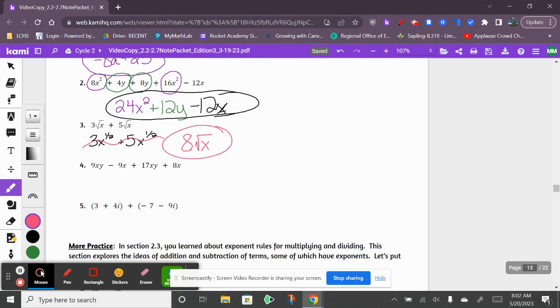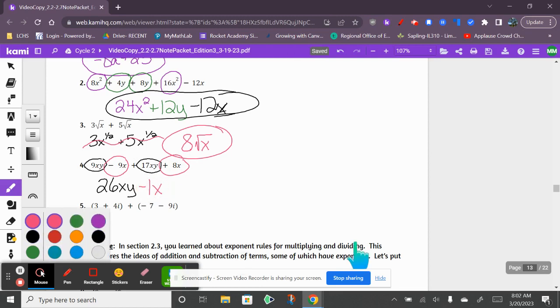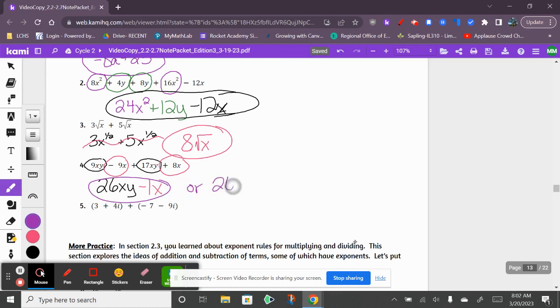For number 4, we want to combine any like terms with our xy. So I see another xy right here. So if I combine those, I get 26xy. And then I also have like terms with just x's. So negative 9x plus 8x will give us negative 1x. And if you want to, you can write it like that, or you can write it as 26xy minus x.